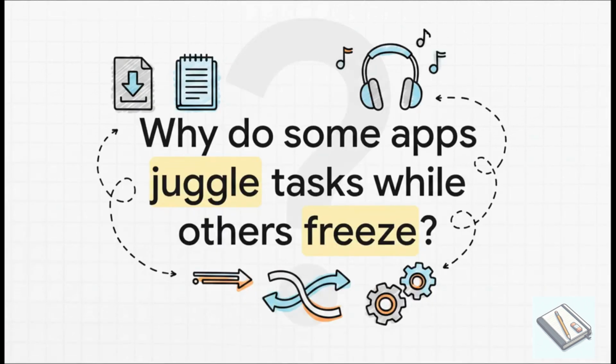One app is downloading something, you're typing away, maybe music's playing in the background, and it's all perfectly smooth. Then you open another app, click one button, and the whole thing just freezes. What is the magic that makes that difference? Well, it all comes down to concurrency.